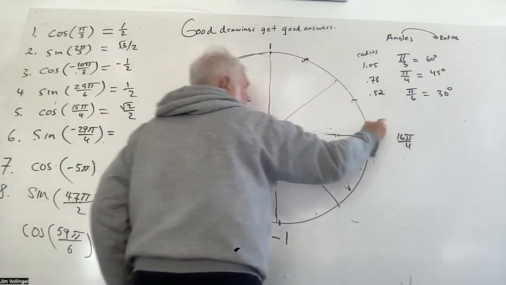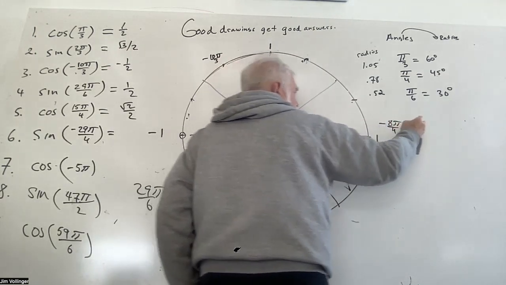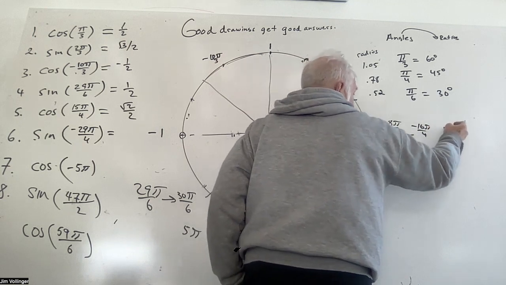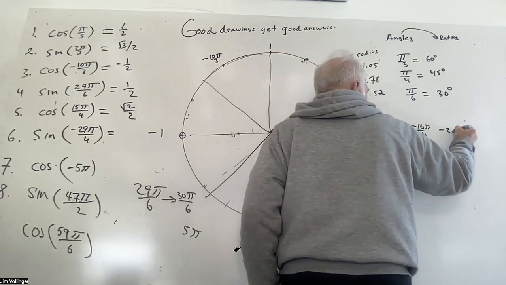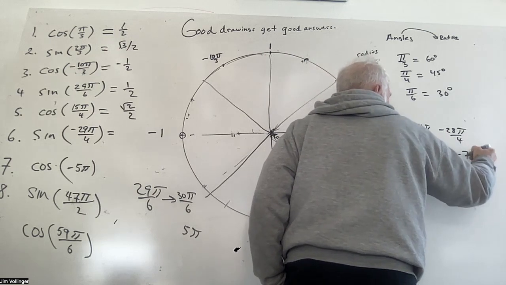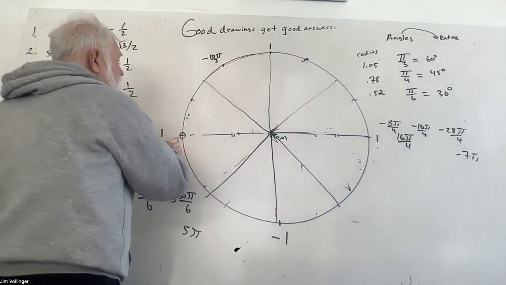So all the way around is minus 8 pi over 4, right? Which means minus 16 pi over 4. Multiples of 4. Where am I trying to get to? 29. Why don't we cut to minus 28 pi over 4, which is minus 7 pi, which is right here. And one more makes minus 29.